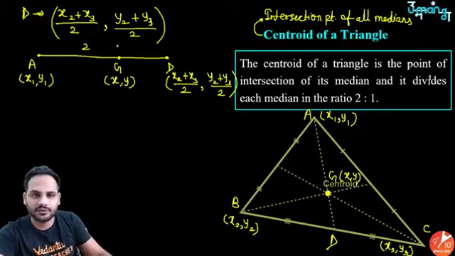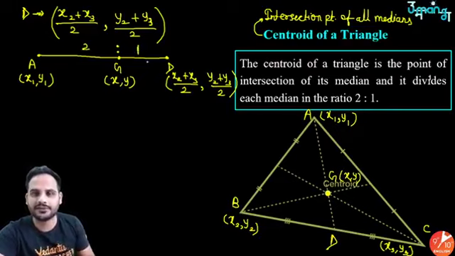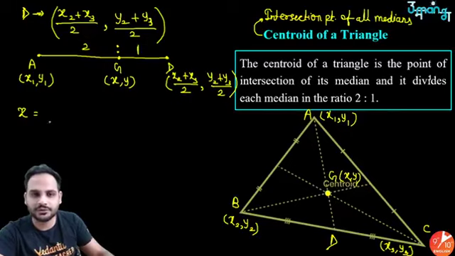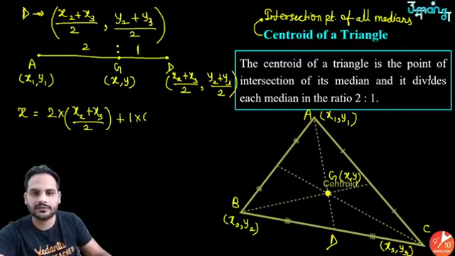So this is 2:1. This is the ratio. Correct? Let's use section formula. So section formula, if I use x coordinate, will be 2 cross multiply, na? 2 into the x coordinate here is x2 plus x3 divided by 2 plus 1 into x1 whole divided by m plus n. So ratios addition 2 plus 1.